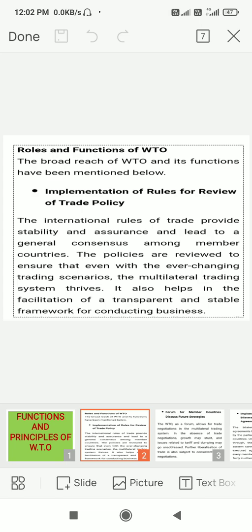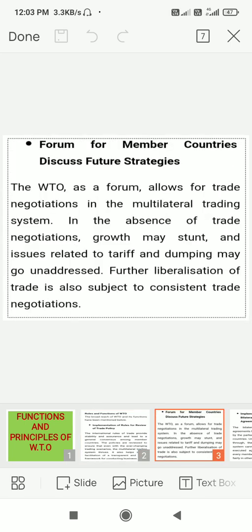Number one function is called implementation of rules for review of trade policy. There are so many rules which are made by WTO. These rules are implemented and they try to check what the effect of these rules is on the trading policy of international trade. The policies are reviewed to ensure that even with ever-changing trading scenarios, the multilateral system thrives. It also helps in providing a transparent and stable framework for conducting business. So that's why the first function is called implementing rules for review of trade policy.